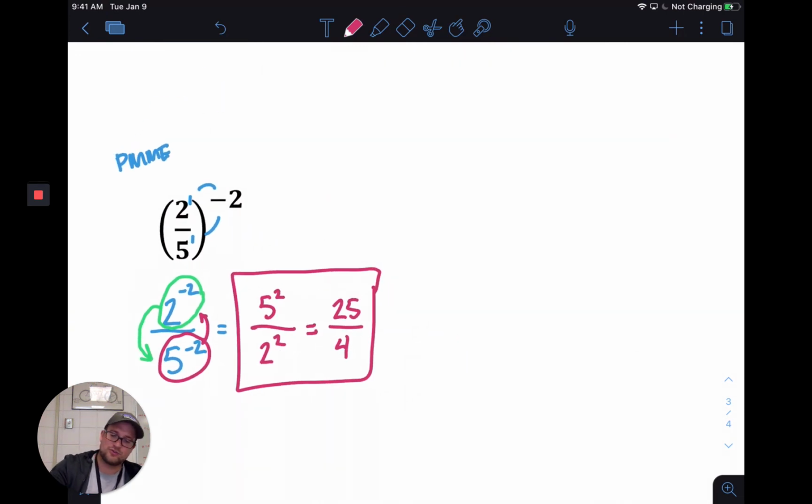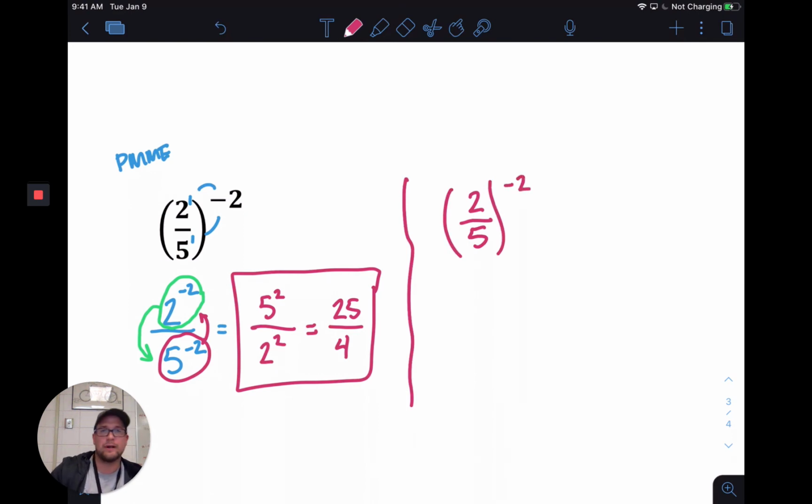So this was the first way you could think about this problem. The second way you could have thought about this problem was something similar to what we did in part 1. Anytime we have a fraction that's being raised to a negative exponent, we can actually just flip the fraction right away, and that makes that negative sign go away.